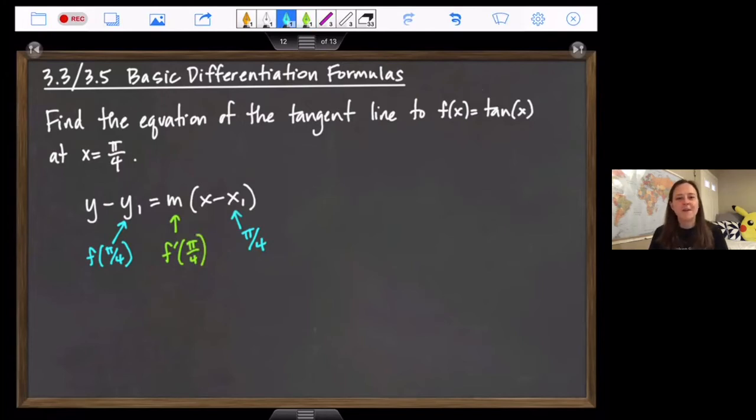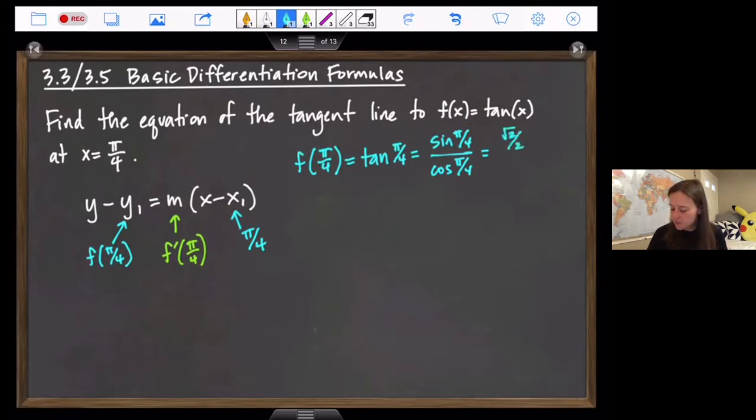All right, so let's start off by finding f of pi over 4. F of x is just tangent, so we're looking for the tangent of pi over 4. And tangent is sine over cosine, so this is the sine of pi over 4 divided by the cosine of pi over 4. And if you look on your unit circle, pi over 4 is the 45-degree angle line in the first quadrant there. And both sine and cosine at that point are square root of 2 over 2. So you get root 2 over 2 divided by root 2 over 2, which just gives you 1. It's a nice y coordinate.